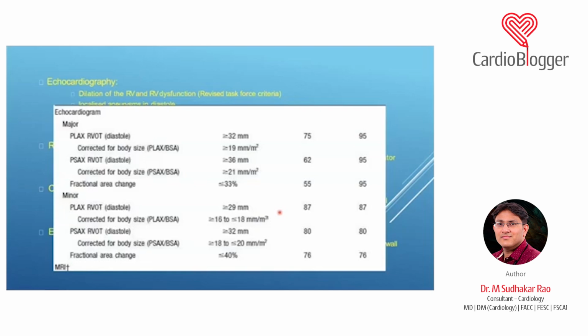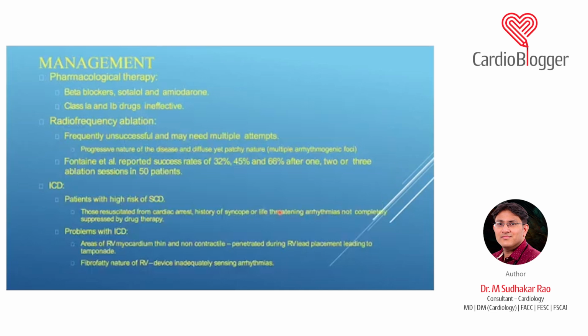We see the various echo parameters where we see that the RV ejection fraction is reduced, and RVOT, that is right ventricular outflow tract, is dilated in this group of patients. Now, how do you manage it? If the patient presents with a ventricular tachycardia, or if there is a history of resuscitated cardiac arrest, or if there is a family history, all these patients should definitely receive an ICD. So a patient who has a documented VT or a resuscitated cardiac arrest, or even a history of syncope, or a family history, those patients should ideally receive an ICD.